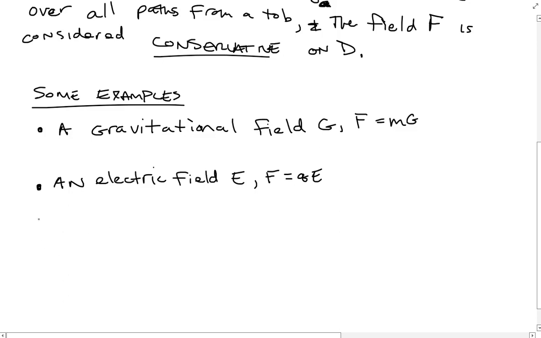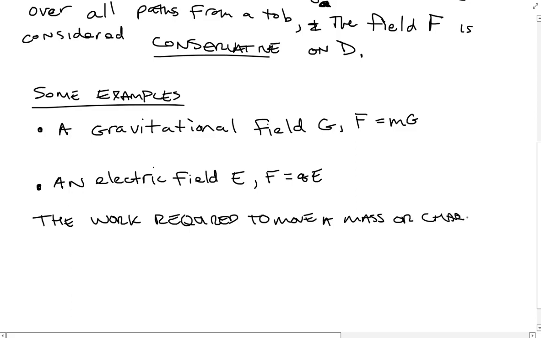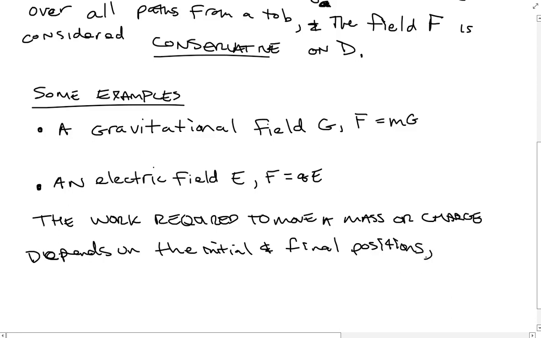So what's interesting or important here is the work on either one of these objects in these fields. So I'll say the work required to move a mass or a charge depends on where it's coming from and where it's going. So on the initial and final positions, and what it doesn't depend on is the path. So not on the path taken to get there. So that's interesting. It's independent of the path, the work required to move the object. It just matters where you start and where you stop.